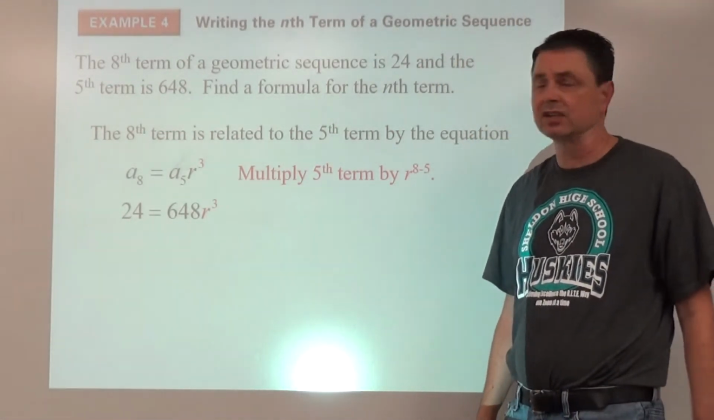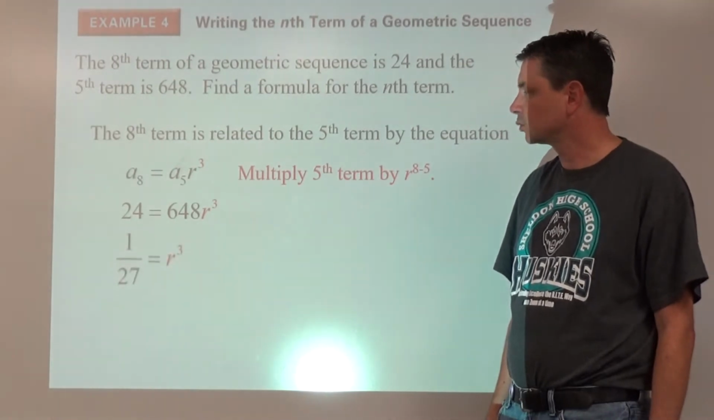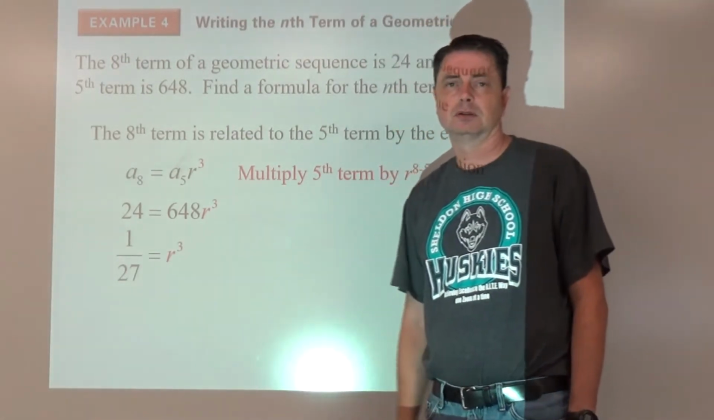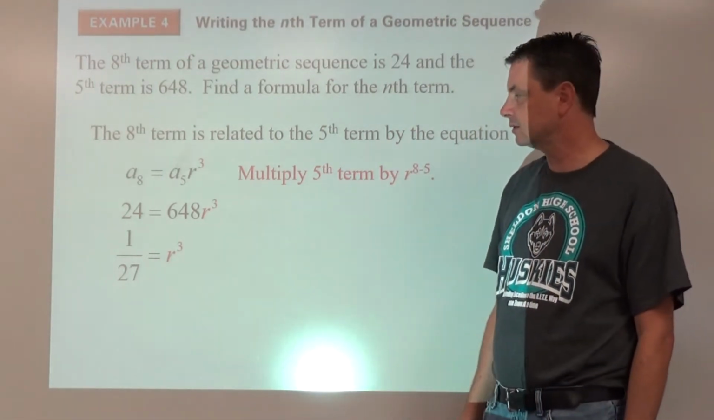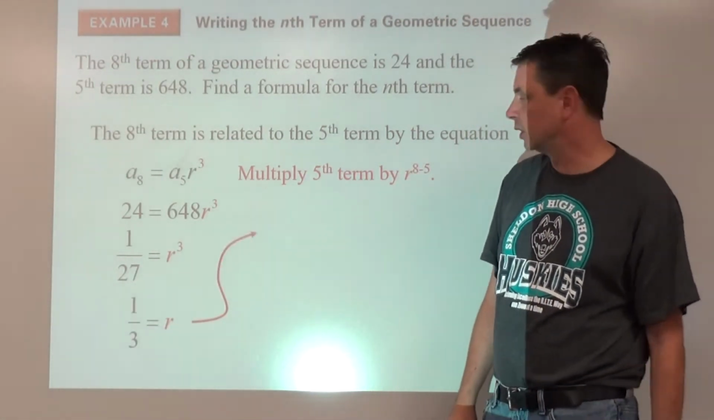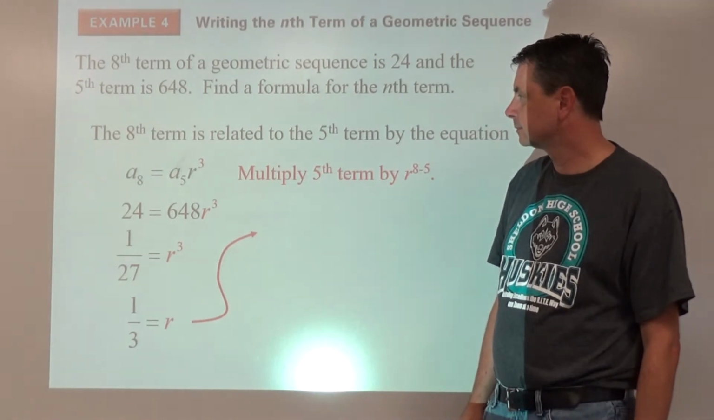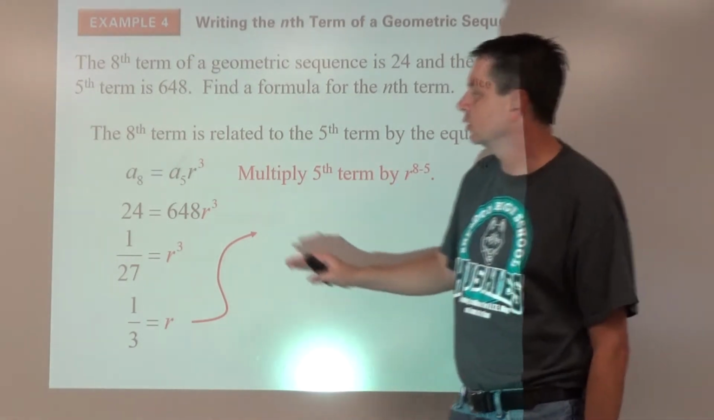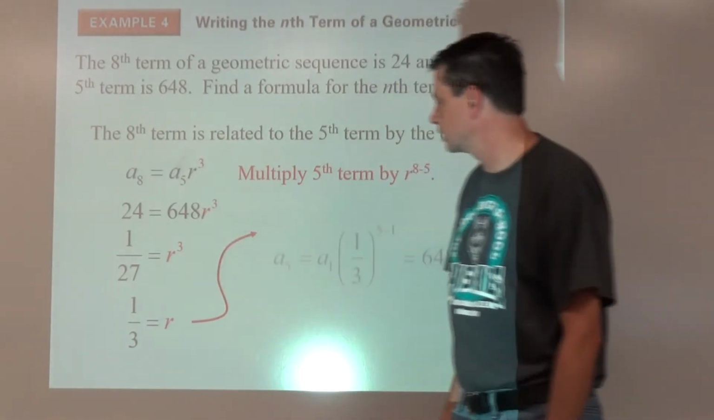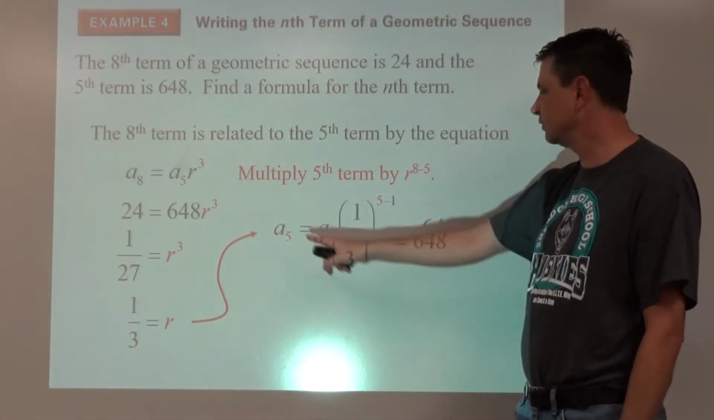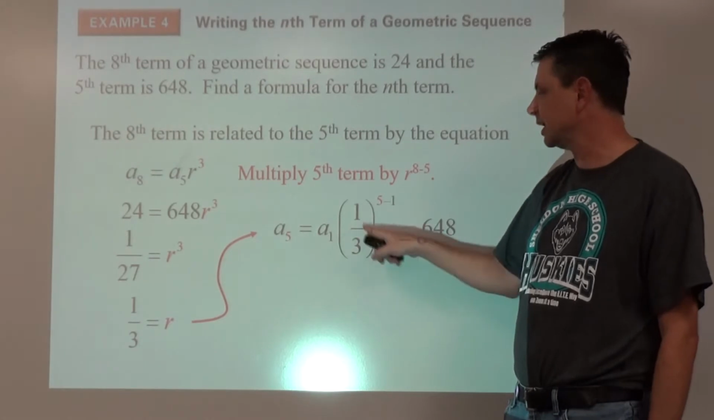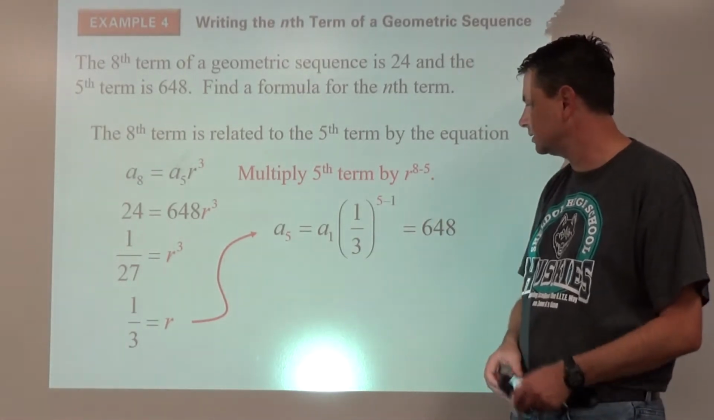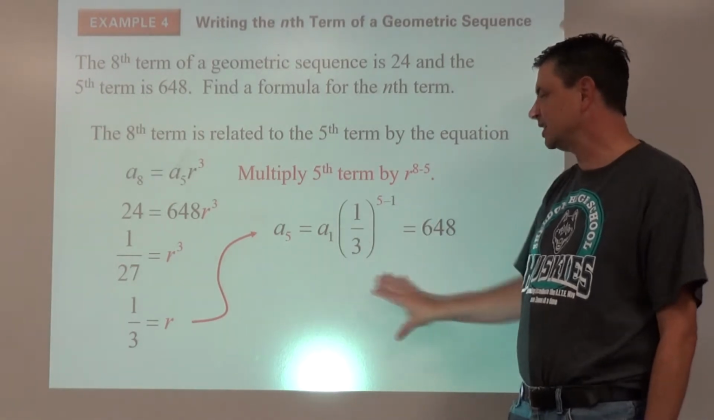Divide both sides by 648. Reduce it. How do we get rid of the exponent? Cube root both sides. So we're going to get r equals 1/3. Now at this point we don't know a sub 1, so use one of these terms to do that. So if we use the fifth term, the first term times r to the 5 minus 1 power is equal to 648.